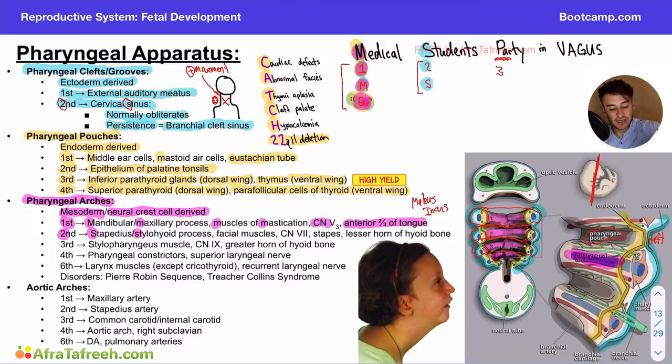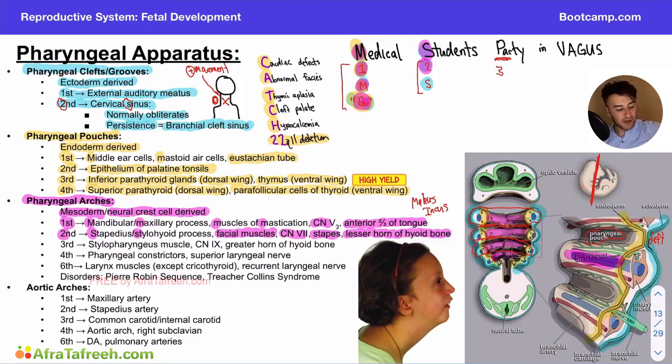Going back to our mnemonic, this is going to be things related to the second portion as well as S, so we see that both those structures begin with S. And then we're going to have the facial muscles, which are responsible for smiling, which also starts with S. And then we're going to have cranial nerve 7, which starts with S, as well as the stapes and the lesser horn of the hyoid bone. So those are all related to S and the group 2 in our mnemonic.